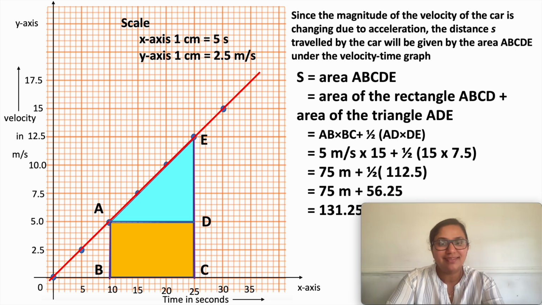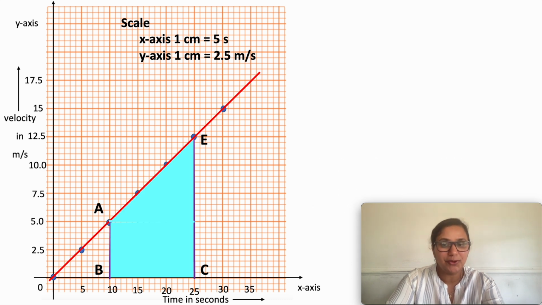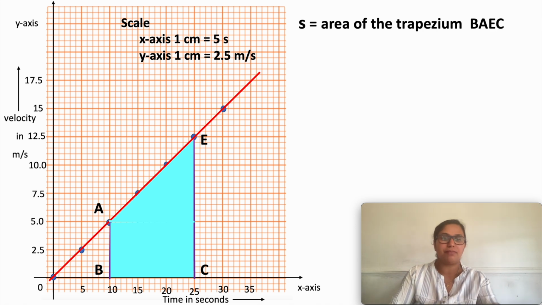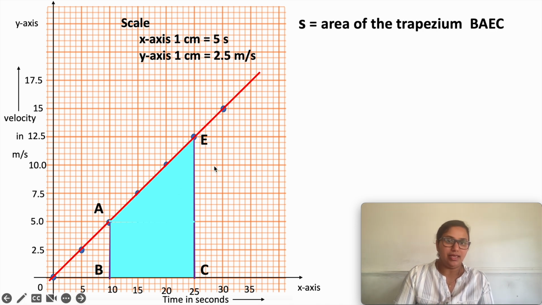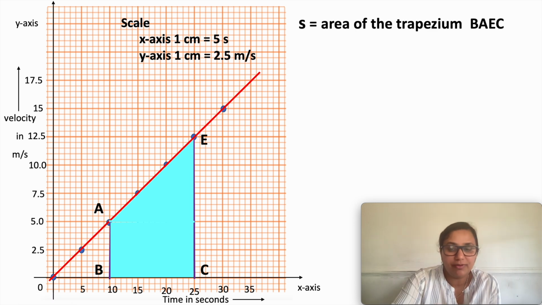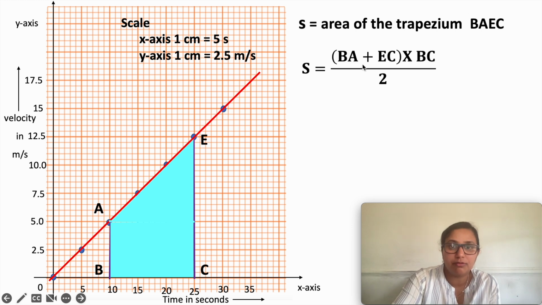So we have learned that the area under the velocity time graph gives what? The distance travelled by the car. Another way of calculating the distance travelled by a car is nothing but the area of the trapezium. So this is the shape of the trapezium, that is BAEC. How do we calculate the area of trapezium BAEC? The formula is half times the sum of parallel sides into the perpendicular distance between them.